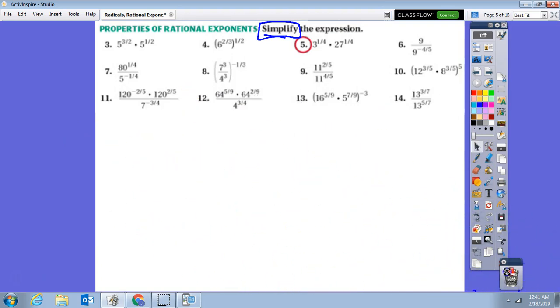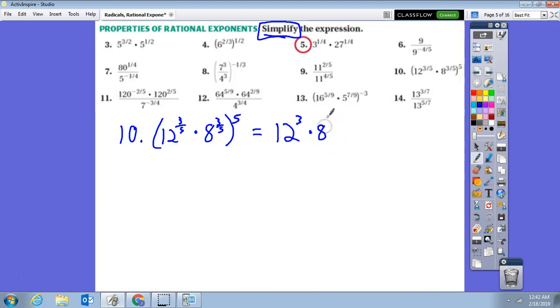So let me see if I can get this to trash down here. So let's take a look at, how about number 10 here? You have 12 to the 3/5 power times 8 to the 3/5 power, all raised to the 5th power. Now these are not like bases, so don't do anything with the exponents on the inside. But you have a 5 on the outside, raising both of them to the 5th power. Watch what happens when you raise 3/5 to the 5th power. That's an exponent raised to an exponent, so you multiply 5 times 3/5, but don't change the base. 5 times 3/5, the 5's cancel, so it's 3. Same thing here. 3/5 is the exponent raised to another exponent. You multiply, so you get 8 to the 3rd. So you have 12 to the 3rd times 8 to the 3rd.